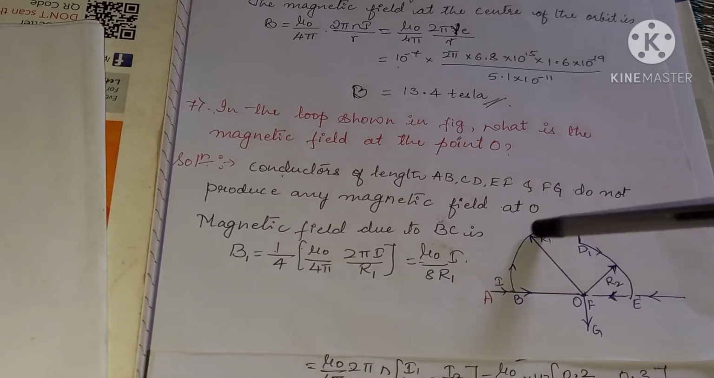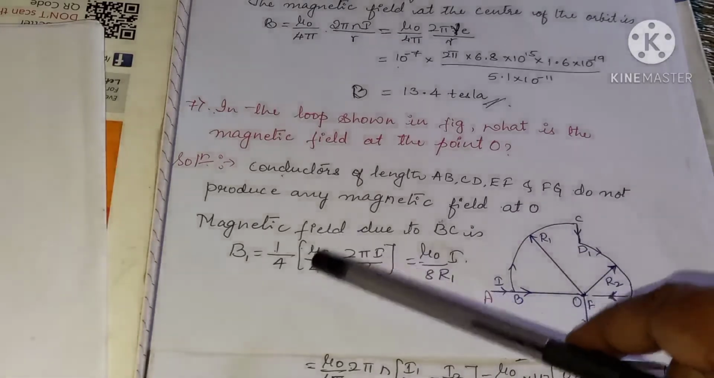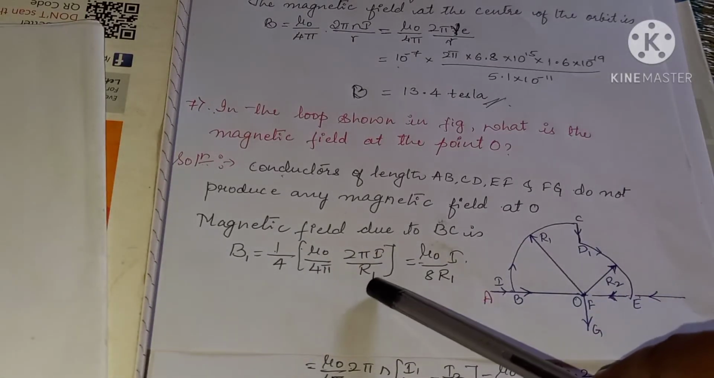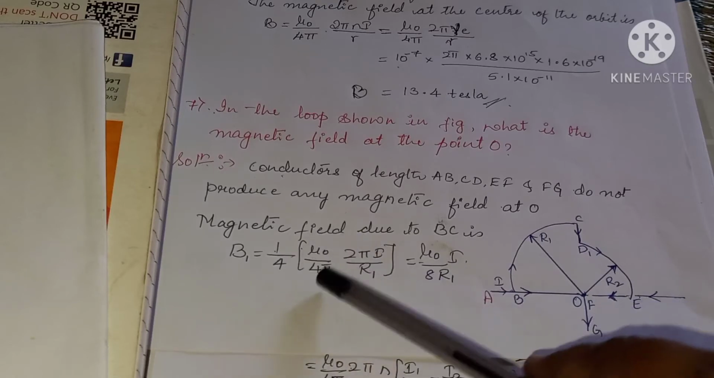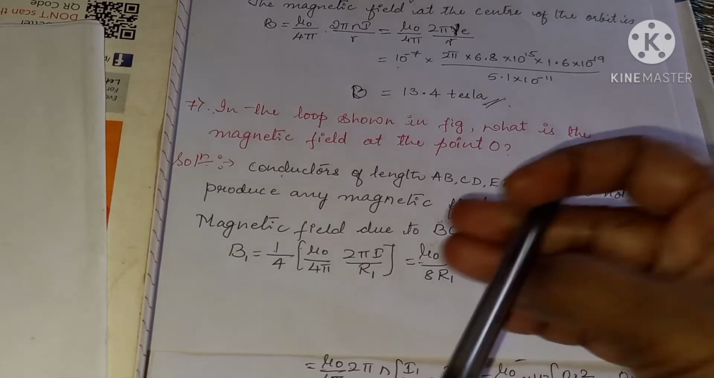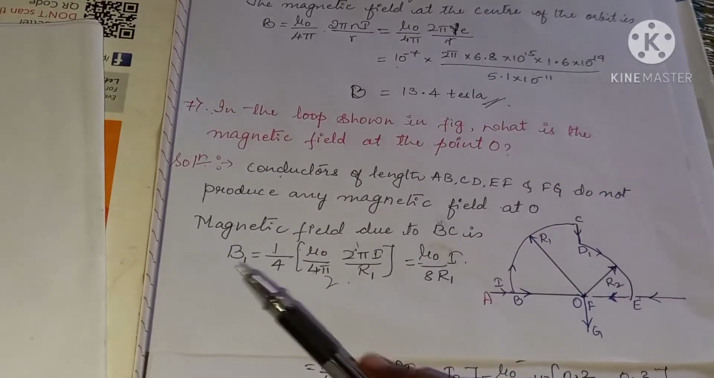It is 1/4 of the circle, right? From here to here it is 1/4. Therefore B1 equals 1/4 into mu naught by 4 pi, 2 pi I by R1. Here this will both get cancelled. So it is 2 pi one time and this is 2 times, so 4 times 2 is 8.